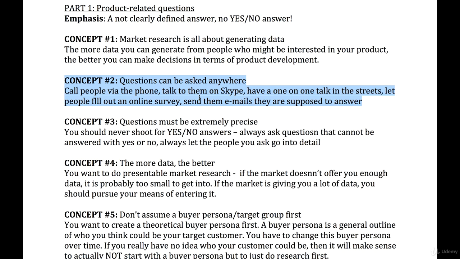Then, questions that are asked via email or an online service are mostly answered extremely briefly, because people don't have a lot of time, or they think they can save time by writing one sentence rather than a couple of sentences, as people would do when you talk to them via Skype. So it's all about asking questions anywhere, basically. And you want to make sure that you simply ask as many people as possible.